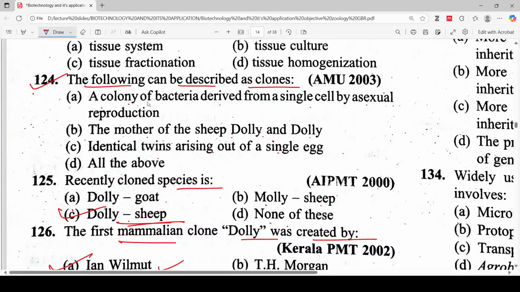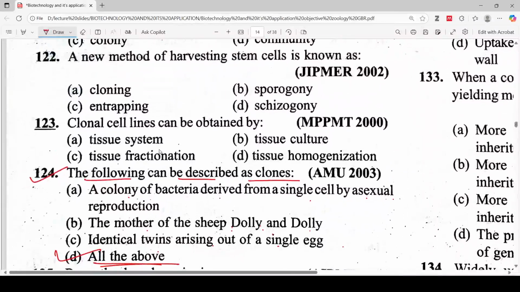So bacteria. So the correct answer is option D, all of these. Next question, the clonal cell line can be obtained by tissue system, tissue fractionation, tissue culture, and tissue homogenization. So the correct answer is option B, tissue culture. From tissue culture it is.